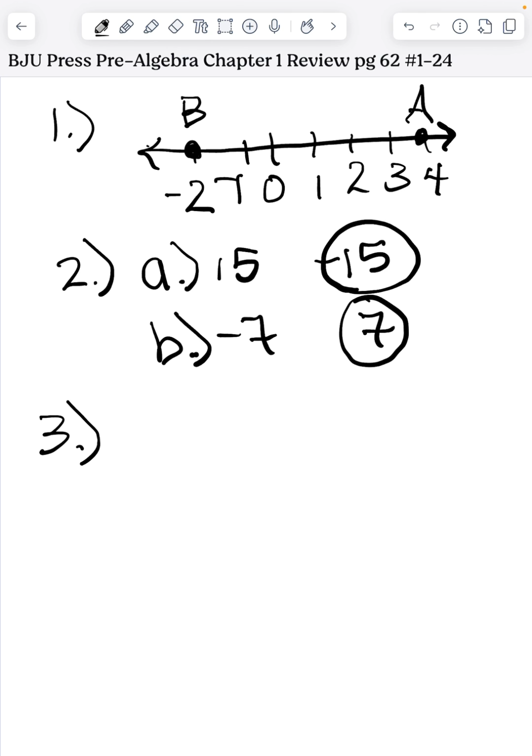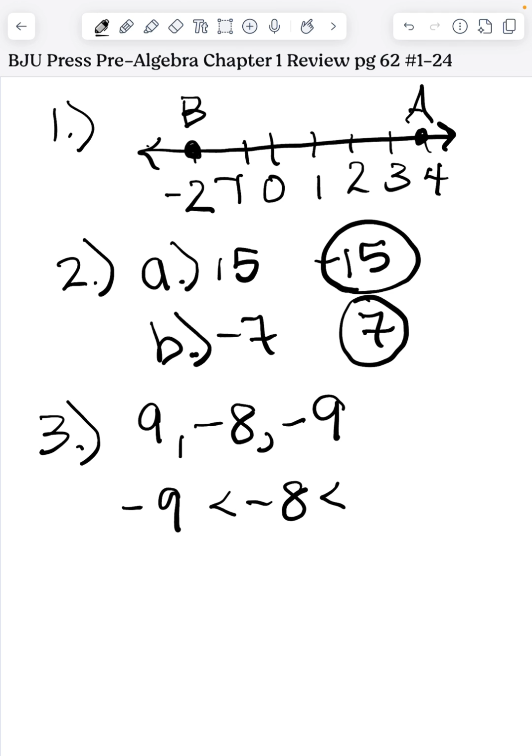Number 3, order the integers from least to greatest using the less than symbol. So in the book, we've got a 9, a -8, and a -9. So we're just going to start with the smallest one since we're going from least to greatest, which is -9. But instead of putting the commas in the way that they originally listed them, we're going to use the less than symbol. Like -9 is less than -8, which is less than 9.